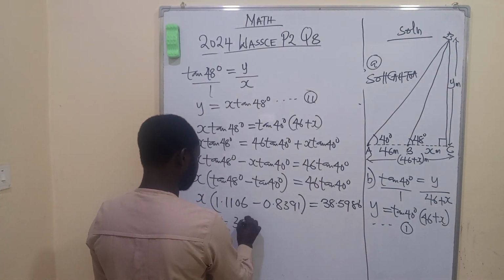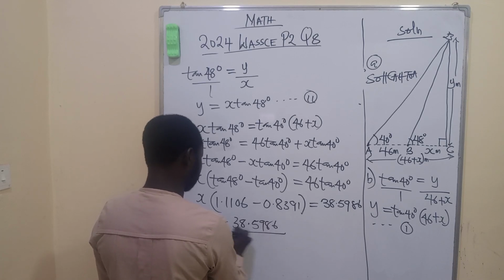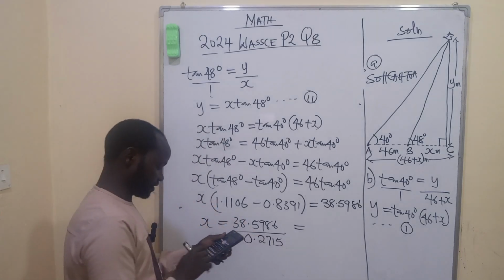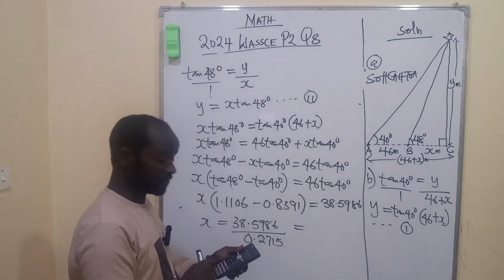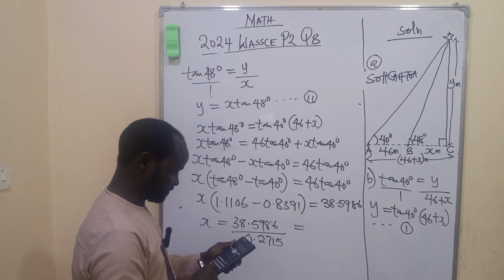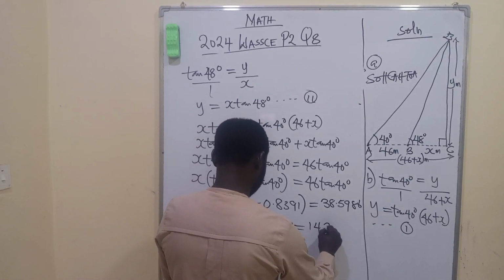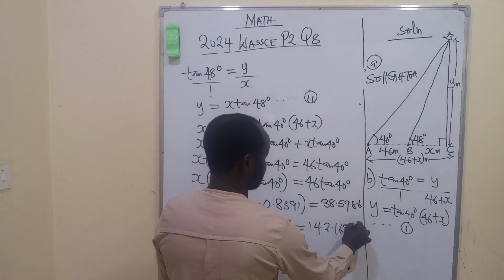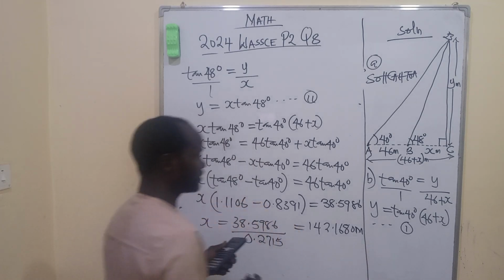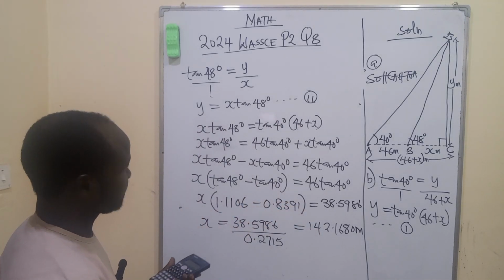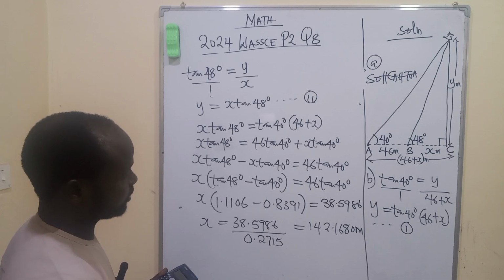So it will be 38.5986 divided by 0.2715. So let's divide and get the value of x. That will be 38.5986 divided by 0.2715. That will be 142.168 meters. So this will be the value of this x, but that's not what we're looking for. We're looking for the height. We're looking for the height of the pole, which is y.